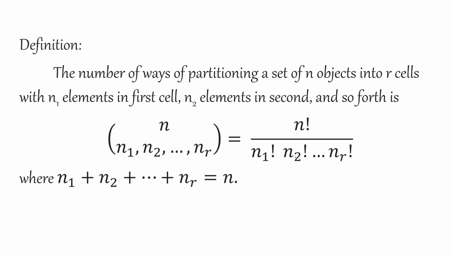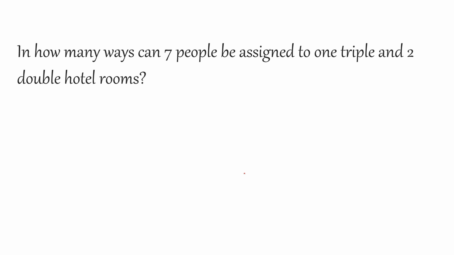If you have n objects and there are r cells, these n objects can be put in r cells such that n1 are in the first cell, n2 in the second cell, and so on, nr in the rth cell. Then how many ways can they be put? This is like nCr only. So it is n choose n1, n2, and so on up to nr. This is the definition: n factorial divided by n1 factorial into n2 factorial into and so on, nr factorial, where this sum is n. This is important. The total should be n.